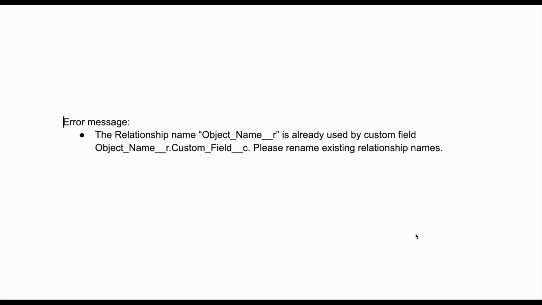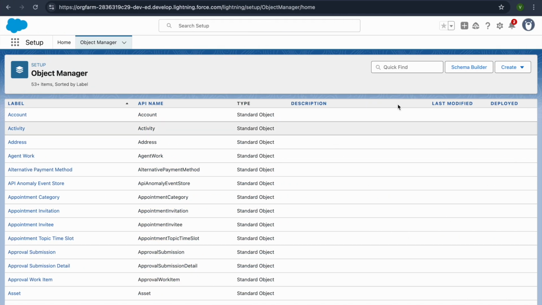However, if the object has already been deleted, we won't see the custom object in the Object Manager, and it becomes difficult to identify where the object and its fields are referenced. So, I'll just demo it here.